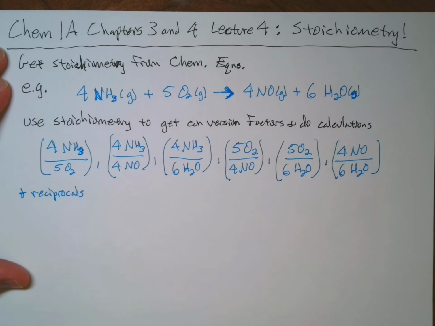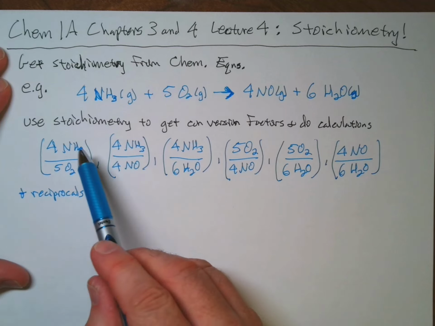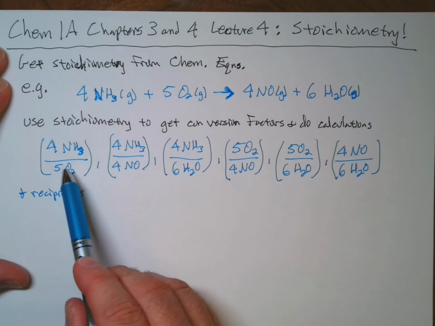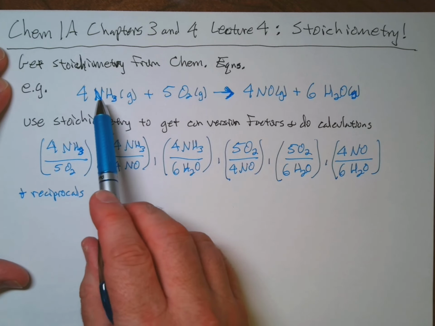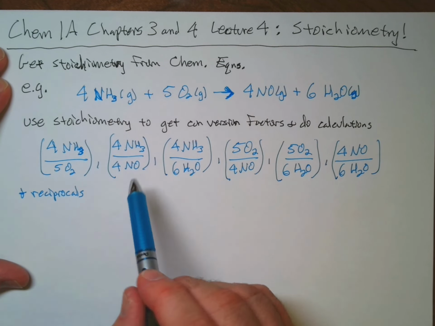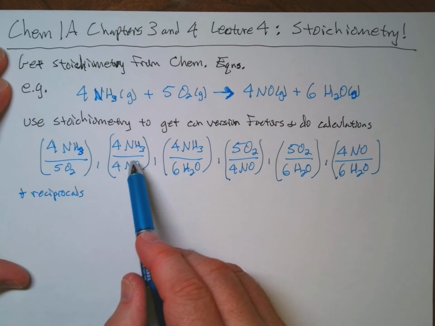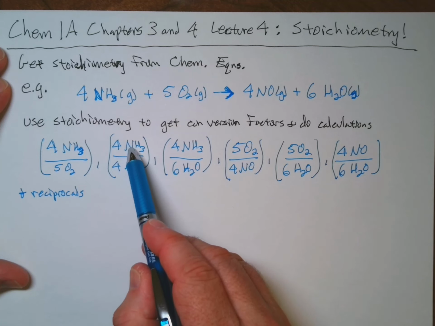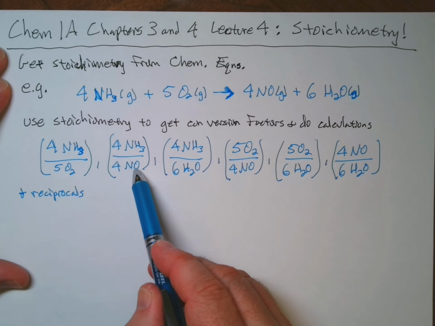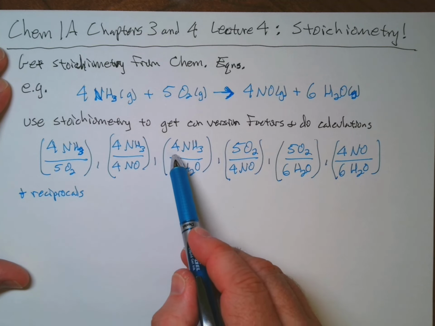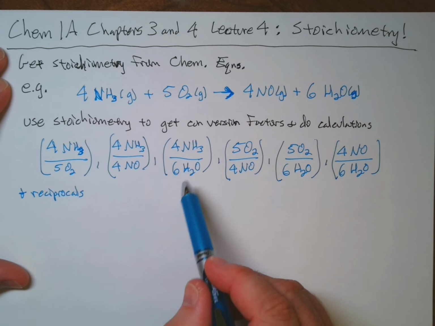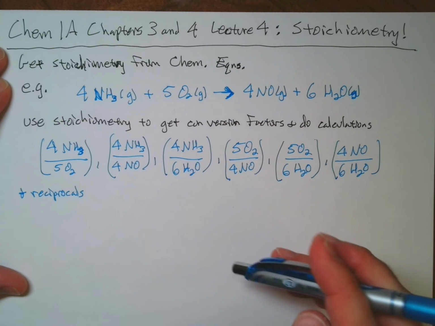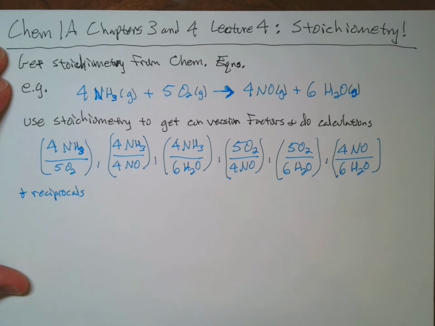Now, what do these all mean? Well, really, what it's saying is for every 4 moles of NH3 that react, we use up 5 moles of O2. And we get that from our balanced chemical equation. These conversion factors also say for every 4 moles of NH3 that we use, we produce 4 moles of NO. Similarly, for every 4 moles of NH3 we use, we produce 6 moles of H2O, etc. So we can use these to do calculations.